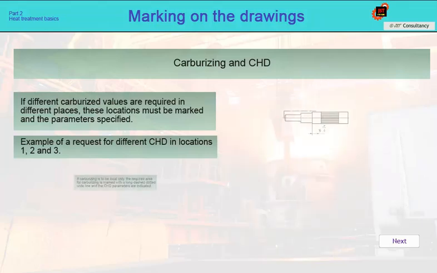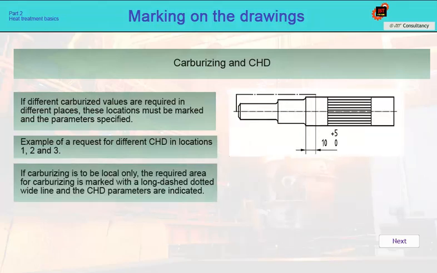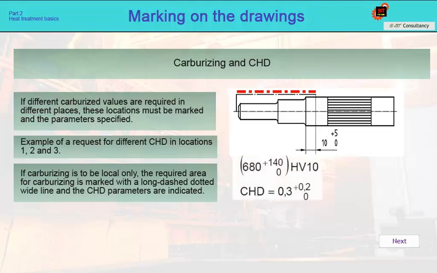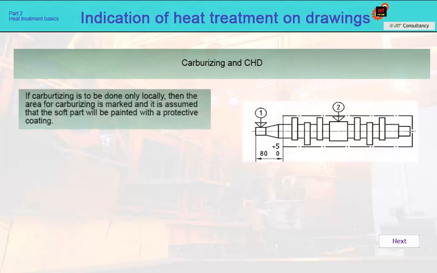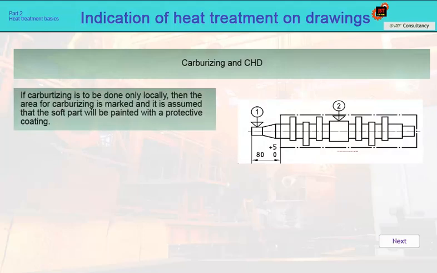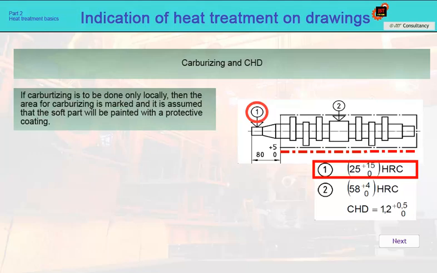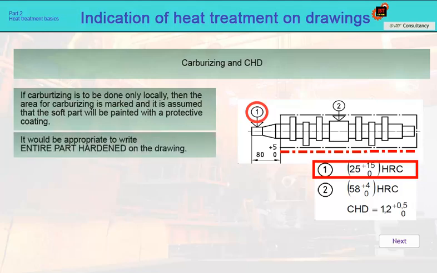If the carburizing is to be only local, the required area for carburizing is marked with a long dashed, dotted wide line, and the CHD parameters are entered next to it. If the carburizing is to be applied only locally, then the area for carburizing is marked, and it is assumed that the soft part will be masked with a protective paint. It would be appropriate to write "entire part hardened" on the drawing.